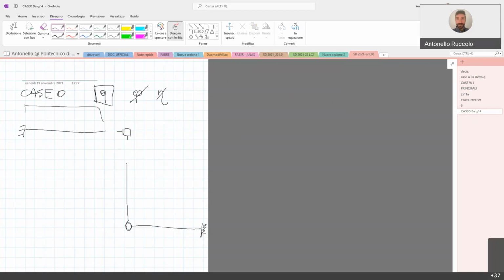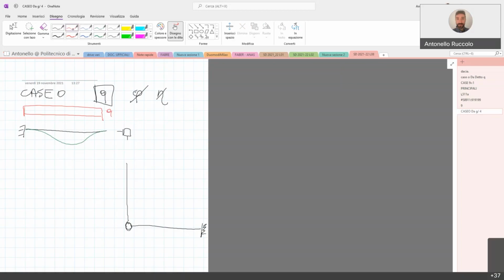I wanted to use red color for the loads. We have this. We have to understand how this beam will deflect. And obviously it will be something like that.